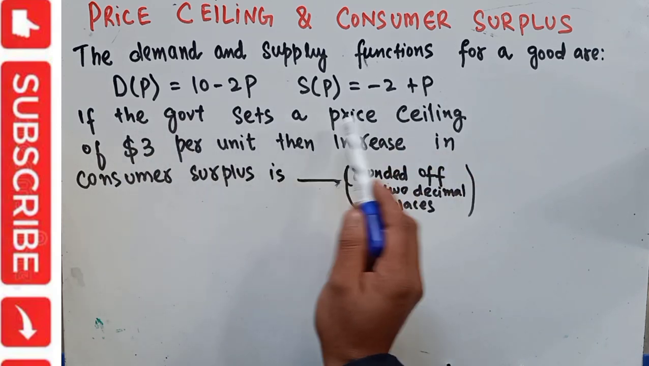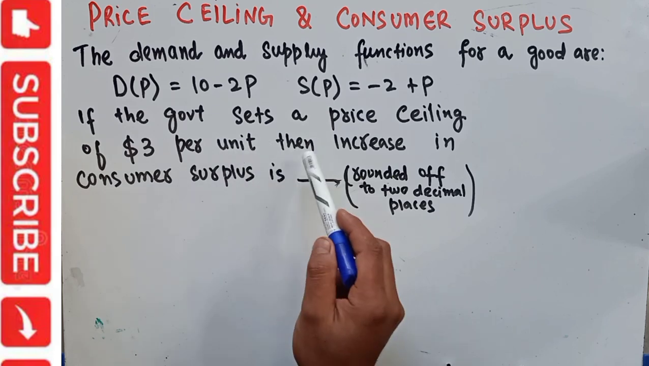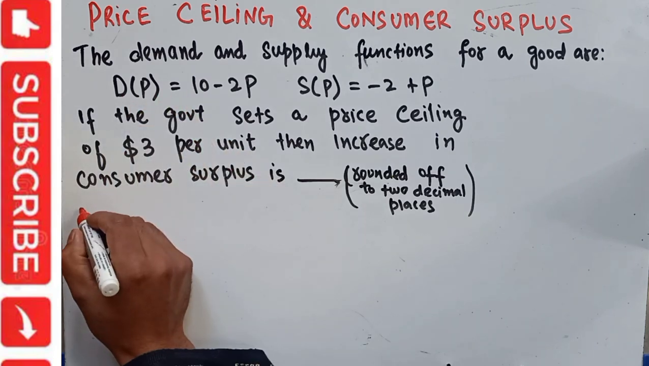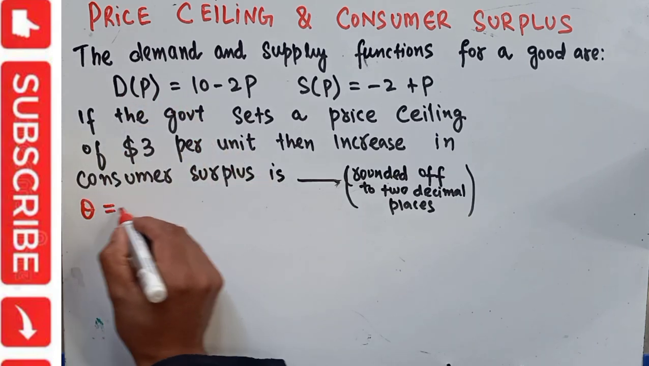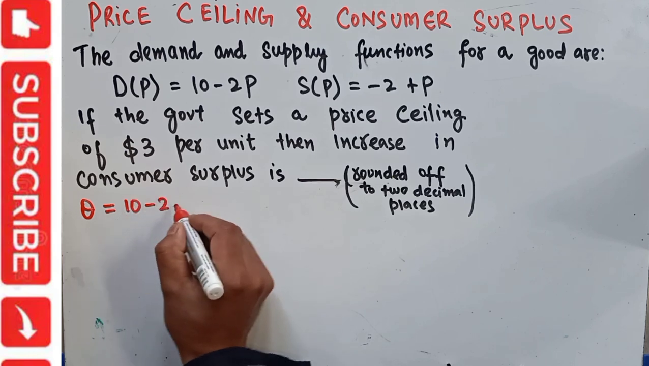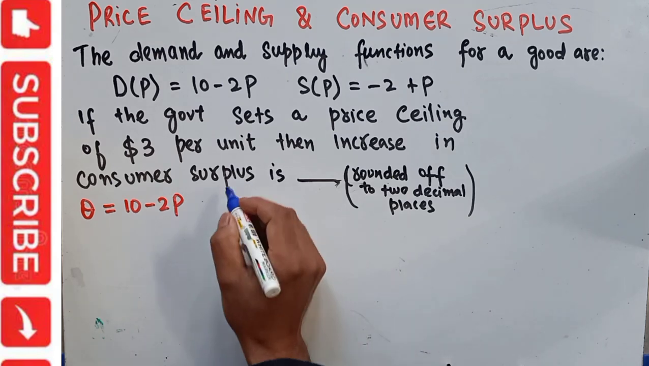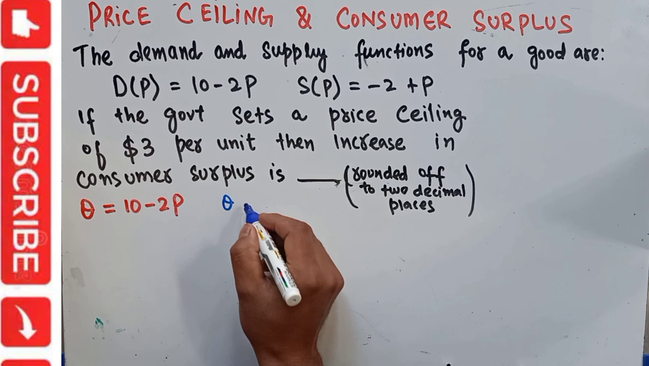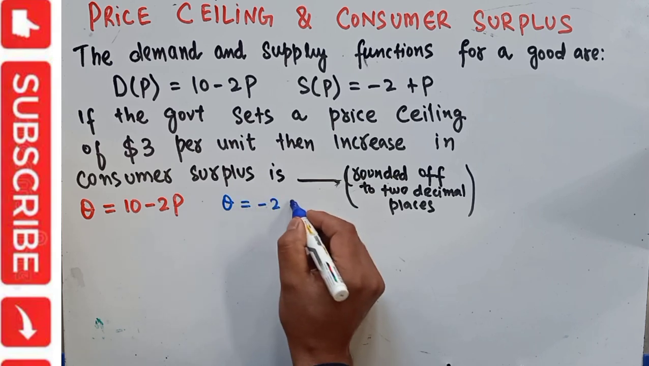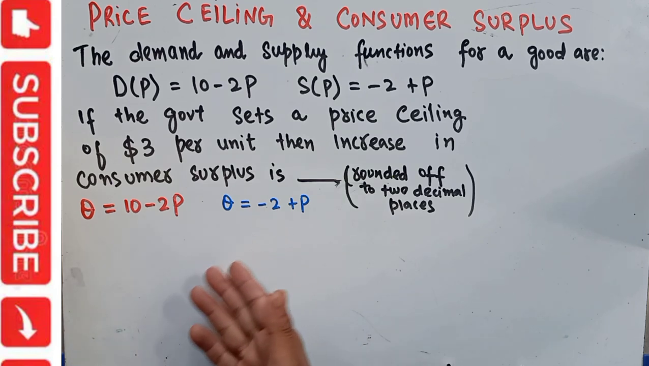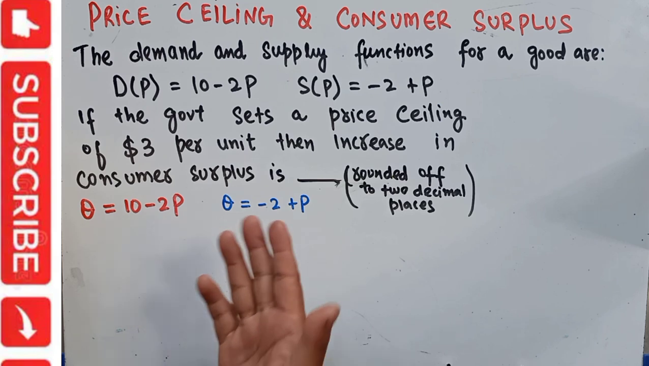If the government sets a price ceiling of $3 per unit, then we need to find the increase in the consumer surplus. What we are being given is the demand function, and in place of D(P) I can write Q_D, the quantity demanded, equal to 10 minus 2P. This is the demand function. Also we have the supply function, which is the quantity supplied, equal to minus 2 plus P. First we will find the equilibrium price and quantity without the price ceiling.